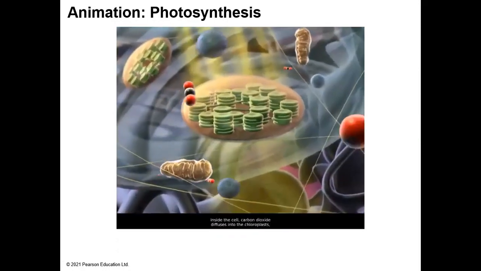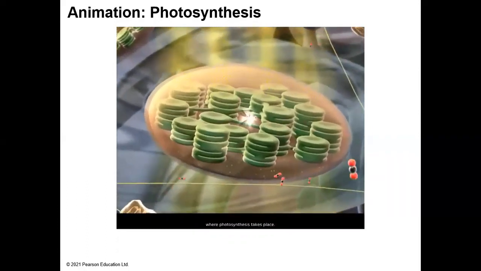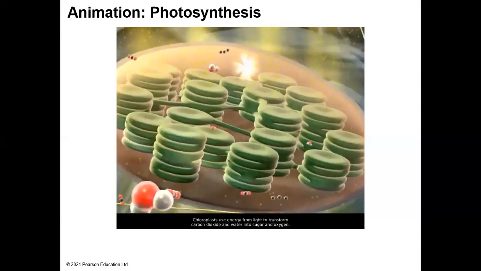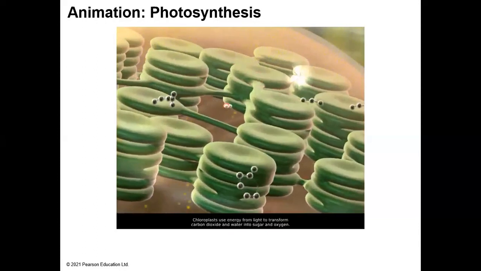Inside the cell, carbon dioxide diffuses into the chloroplast, where photosynthesis takes place. Chloroplasts use energy from light to transform carbon dioxide and water into sugar and oxygen.